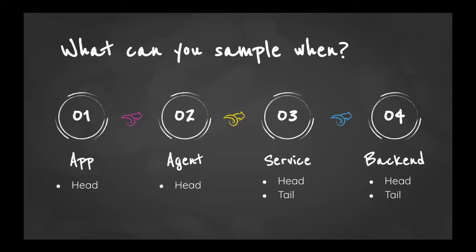But what you can sample when, that kind of matters. You can do head-based sampling pretty much anywhere. But in the case of tail-based sampling, because we actually have to construct the entire trace before making that sampling decision, it's typically at the service or backend level. There's a little bit more nuance. It may be possible to do it in the agent, but in general, you're talking about having a service or a backend that collects all this information and makes a decision based on an entire trace.